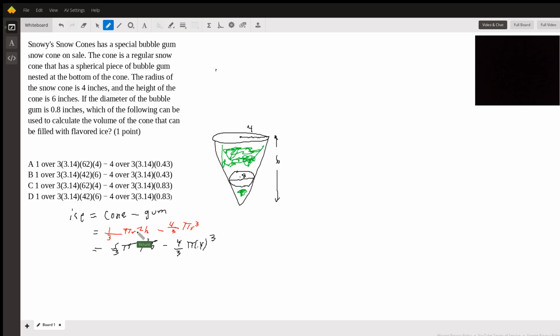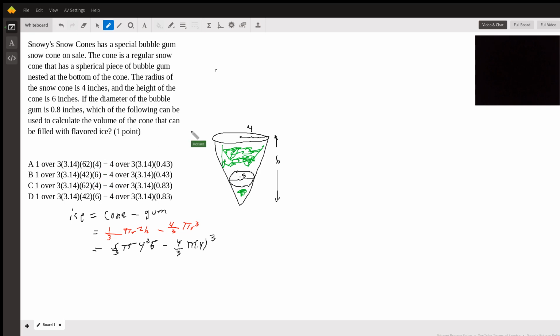Substitute in the values. So the radius of the cone is 4. The height of the cone is 6. The radius of the bubble gum is 0.4. They gave us 0.8, but that's a diameter, not a radius. Okay. So to me, there's only two challenging parts here. One is remembering the formulas here. You just have to memorize them. And then the other part is actually getting an answer choice to match, and that's because of these 2's here.